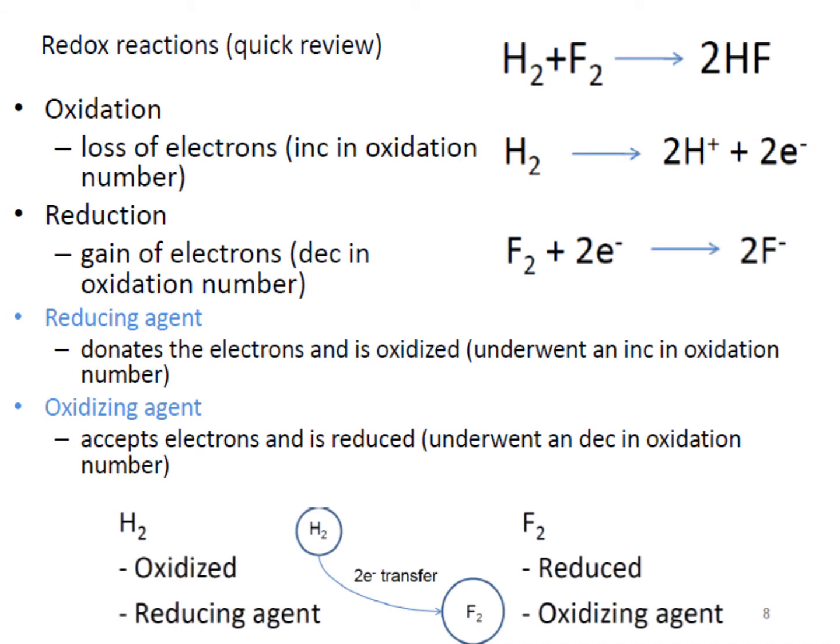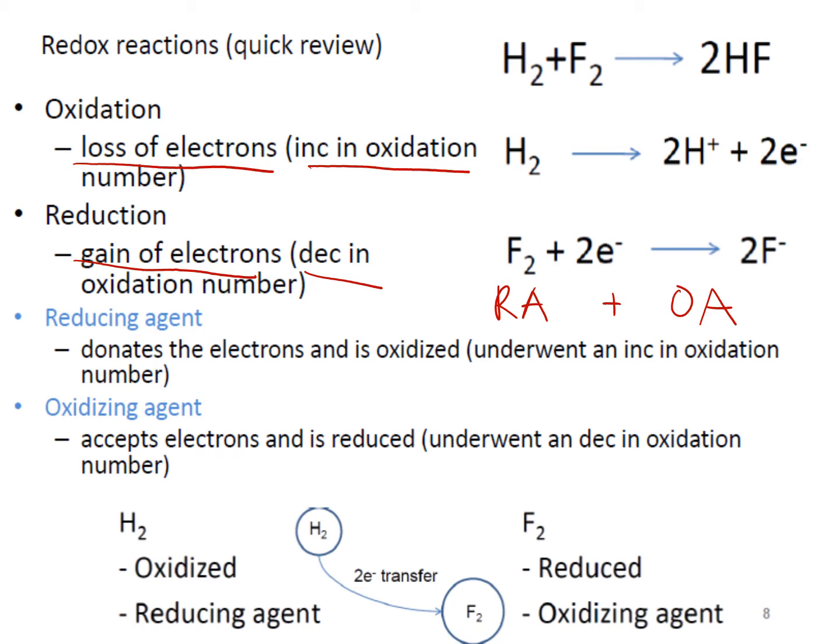Again, before we go to the rules of assigning oxidation numbers, once again, when we say oxidation, there is an increase in the oxidation number that is brought about by the loss of electrons of our atom. And reduction, there is a decrease in the oxidation number that's brought about by the gain of electrons of our atom. So basically, class, the redox reaction is a reaction between our reducing agent and the oxidizing agent.